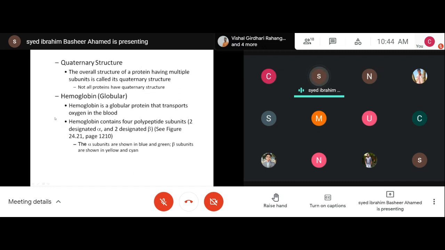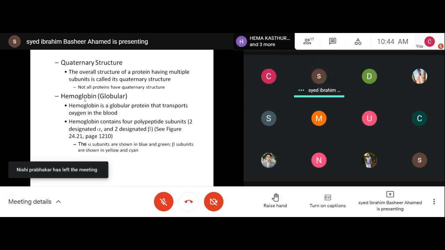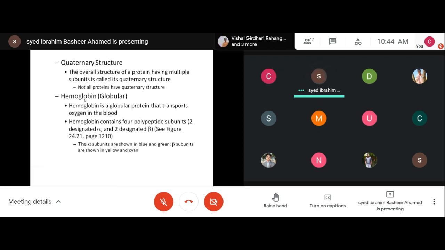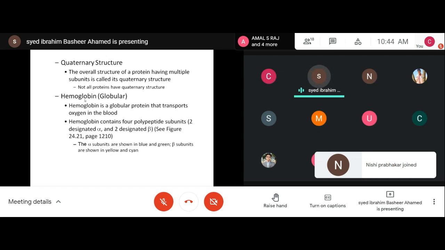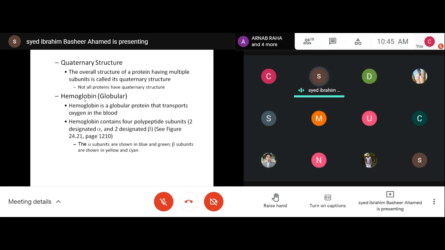For quaternary structure, we can take hemoglobin as the best example. Quaternary structure is the arrangement of all the tertiary structures together. Hemoglobin is a globular protein which has four polypeptide chains, and all these four polypeptide chains come together and make a globular protein. As I told you, the quaternary structure is biologically active only when they are in an oligomeric form.